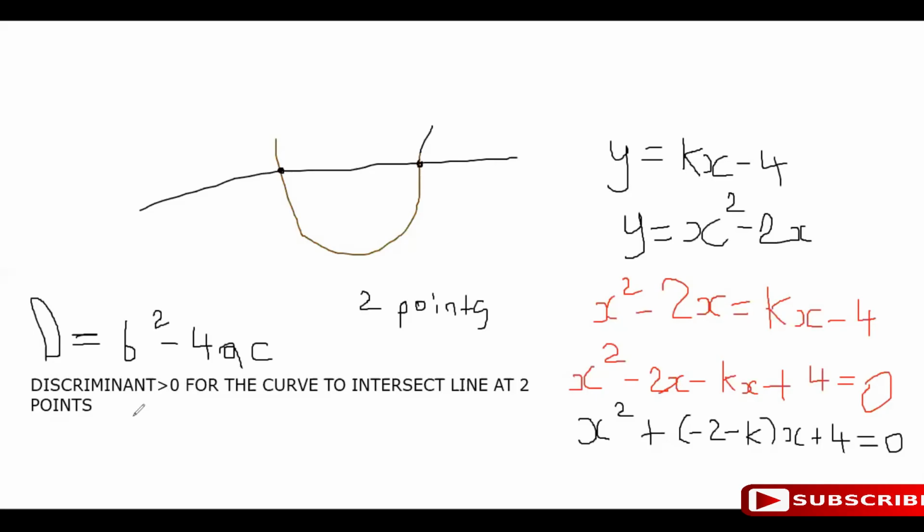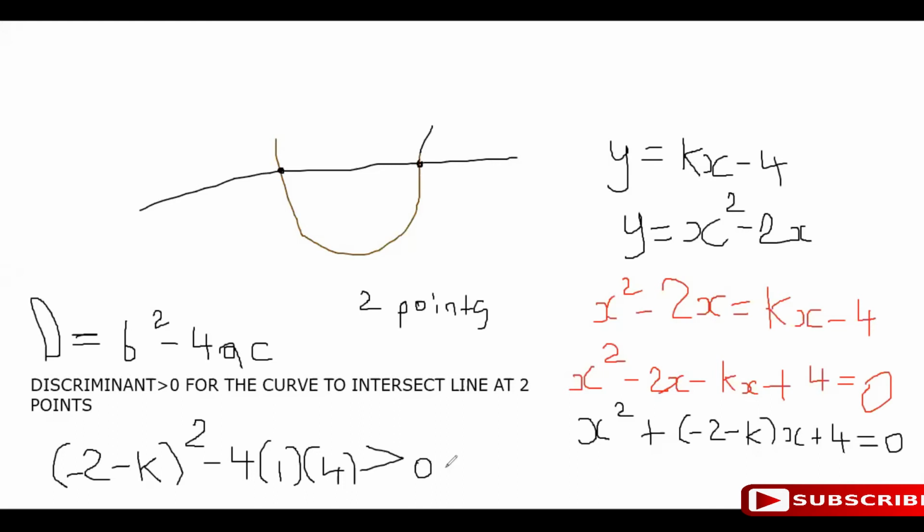is greater than 0. So what we're saying is that minus 2 minus k all squared, that's your b in this case for the quadratic, minus 4 times a. A is the coefficient of x squared, which is 1. C is the coefficient of our constant, which is 4. And that must be greater than 0. So this is what we're solving now: minus 2 minus k all squared minus 4 times 1 times 4 is greater than 0.